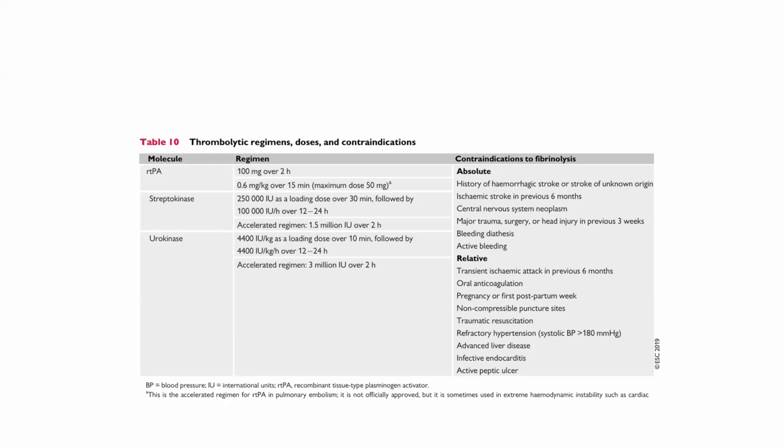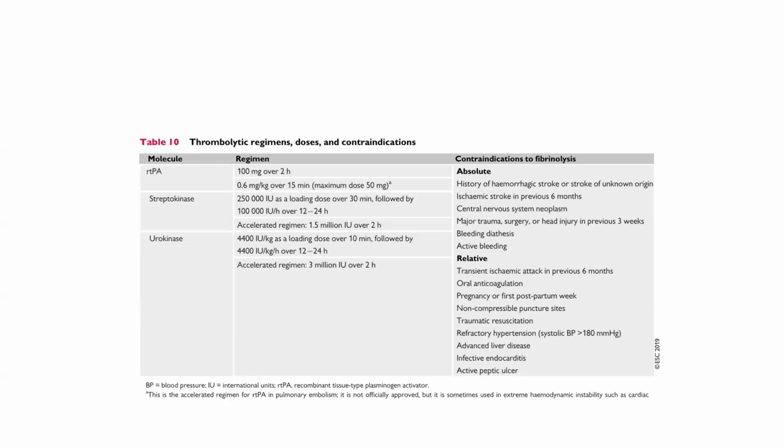So in practice, we are using alteplase. Just remember the dose of alteplase. I'm repeating again, alteplase we can use in the dose of 100 mg over 2 hours. And if the patient is in cardiac arrest, that is 0.6 mg per kg, or we can administer 50 mg over 50 minutes. Okay. So we'll see what are the contraindications for the fibrinolysis.